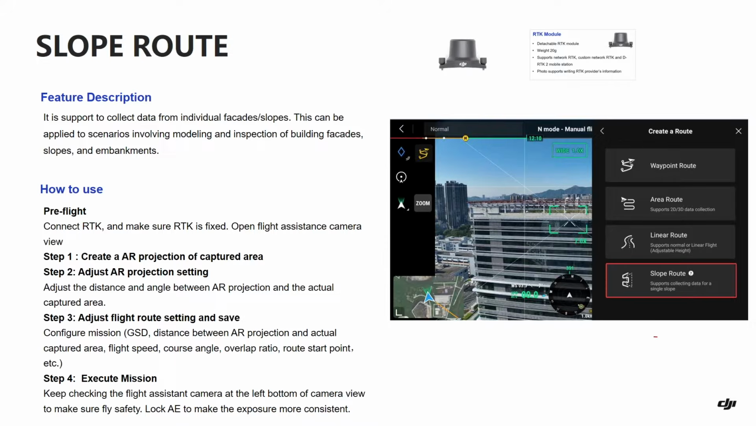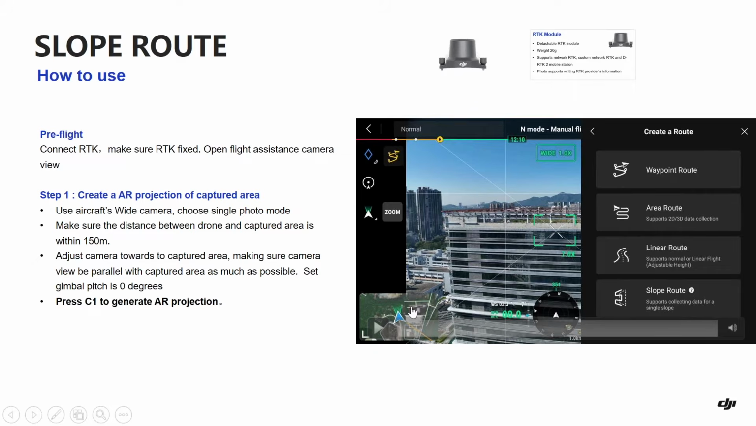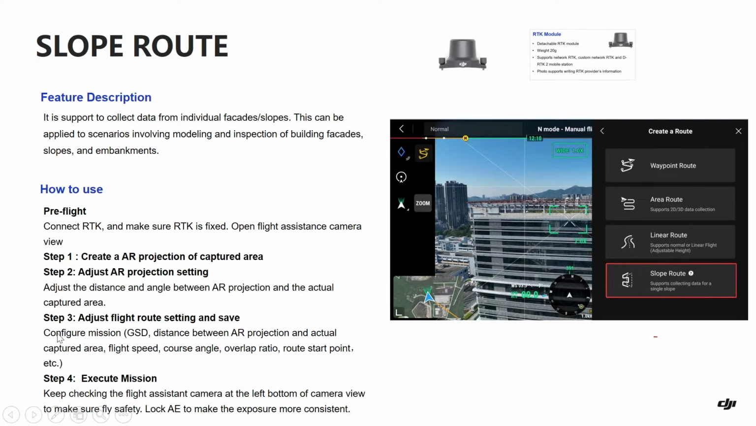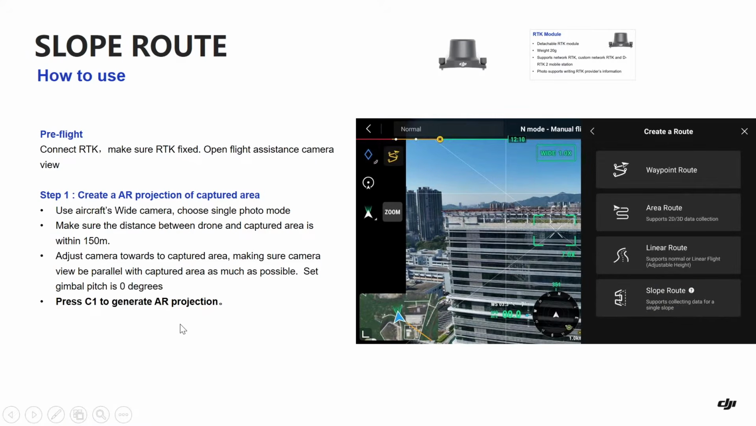Step one is creating an AR projection of your captured area. And let me actually, if we go back, you can kind of see all of the steps. I'm going to be breaking them down more specifically in each slide. So let's go through the pre-flight, step one and step two here. So in pre-flight, you're making sure RTK is fixed. You're going to be using the aircraft's wide camera, which would be recommended. Especially on the Mavic 3 Enterprise, that's your mapping camera, 4/3 inch and mechanical shutter.